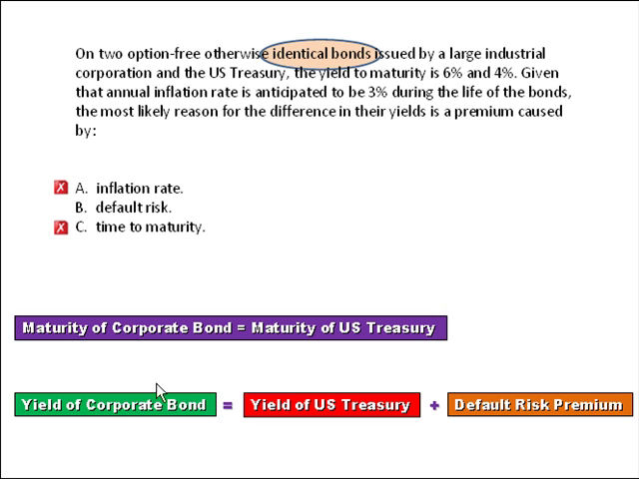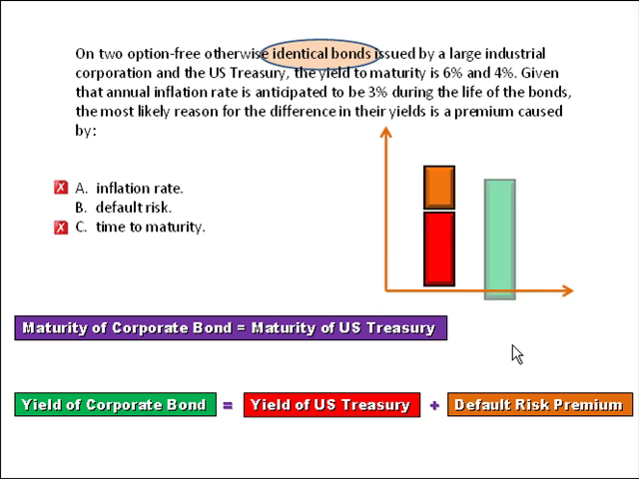There's a 2% difference between the 6% corporate bond and this 4% U.S. Treasury bond. And you can kind of see it in this diagram here, where the U.S. Treasury is 4%. There's some amount of premium to get to the 6% corporate bond, and that premium, which is 2%, is very likely to be the default risk, the risk associated with the corporate bond not being able to make its payments. Answer is B.